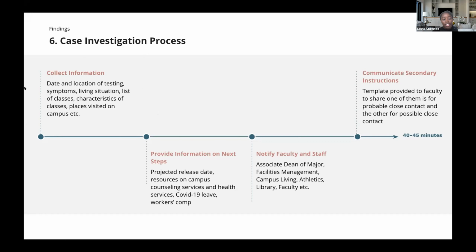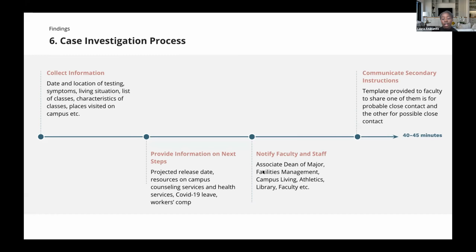The first step is that they collect information on the date and location of testing, the different symptoms, the onset of symptoms, and the living situation of the case. They also ask for a list of their classes and the characteristics of their classes, so were they within 6 feet of individuals, and places they visited on campus. And then the next step is they'll provide information on what to do. They'll provide a projected release date from isolation and the different resources on campus, including counseling services and health services. And if it's a faculty or staff member, they'll talk about COVID-19 leave or workers' compensation.